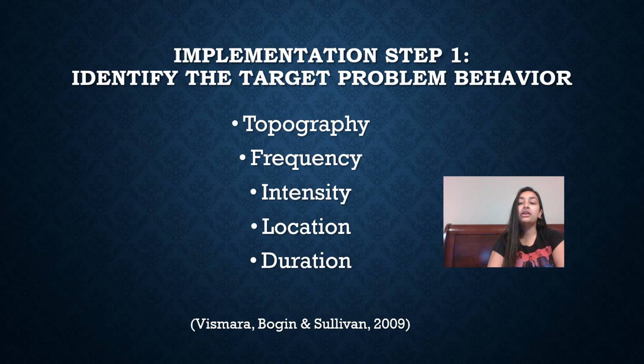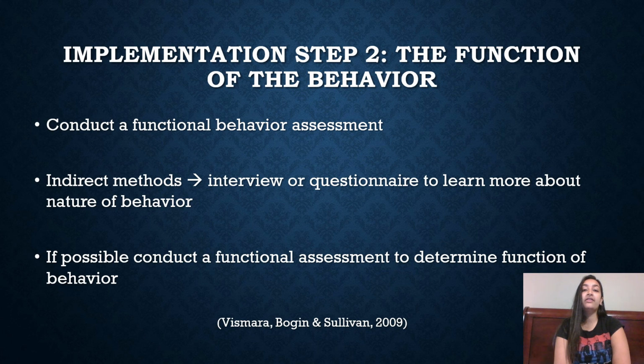Next, we will be talking about how to implement the intervention. The first step is to identify the target problem behavior by looking at its topography, frequency of occurrence, intensity, where it typically occurs, and its duration. The next step is to identify the function of the behavior using a functional behavior assessment.